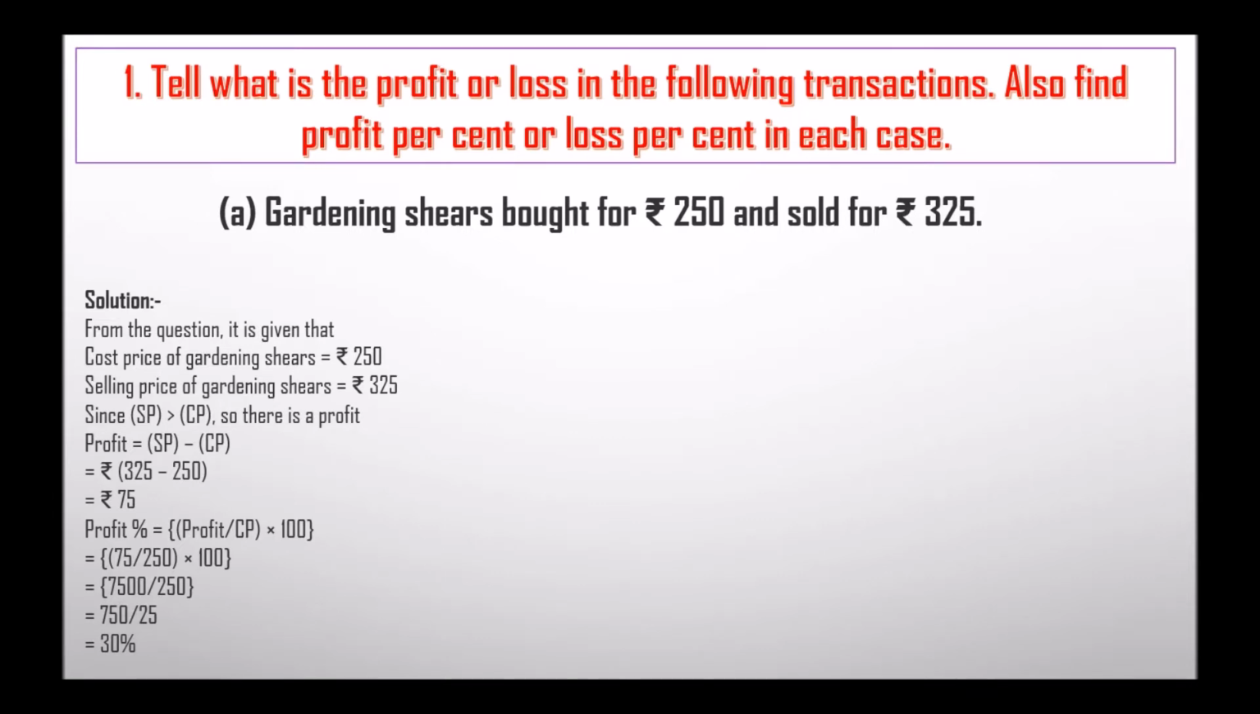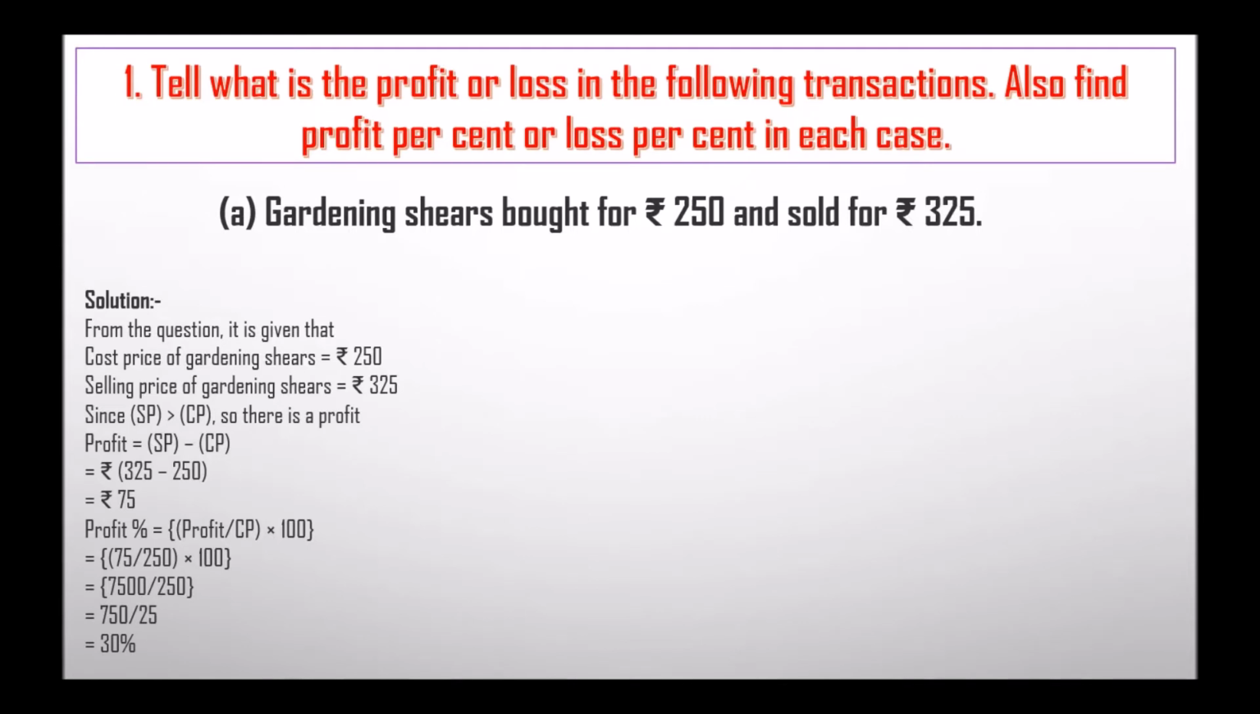Gardening shares bought for rupees 250 and sold for rupees 325. From the question it is given that cost of the gardening shares is rupees 250 and it was sold at rupees 325. So selling price is more than CP, so there is a profit. So profit equals SP minus CP, that is 325 minus 250, so that is 75.